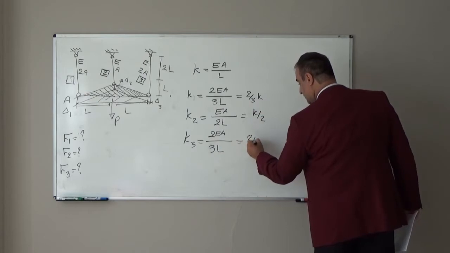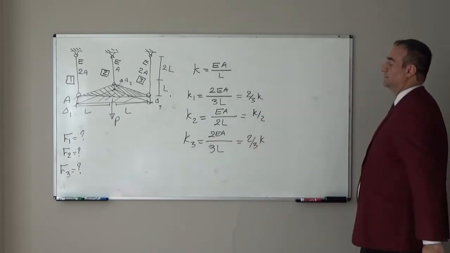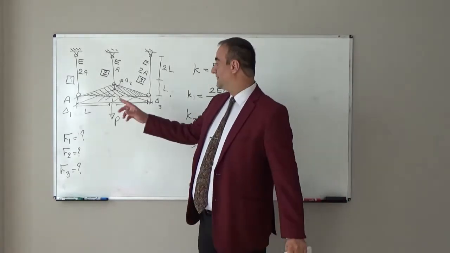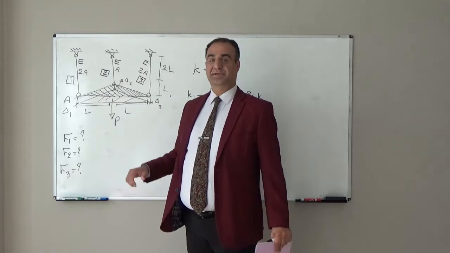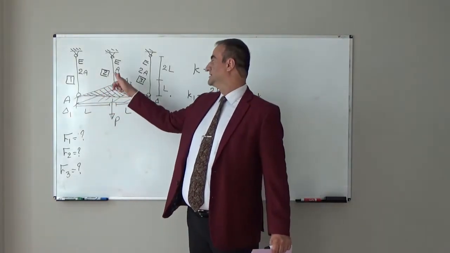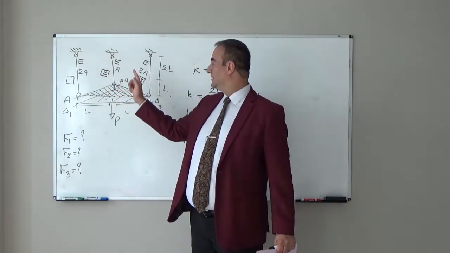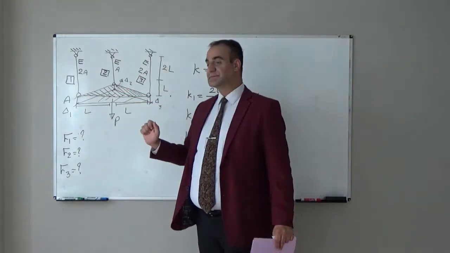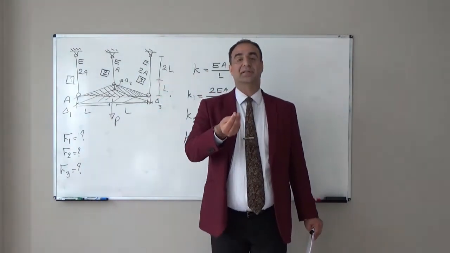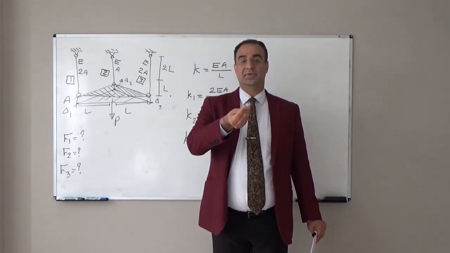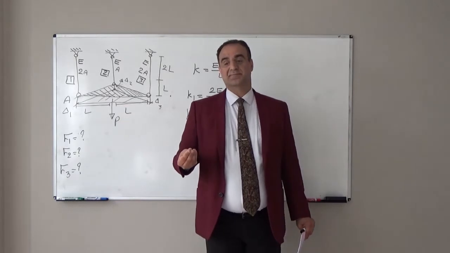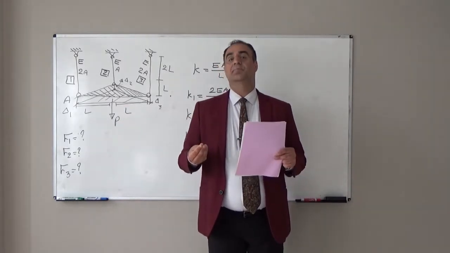This will be again 2 over 3K. So now look at the problem. If I assume each of these is a spring, how is the deformation? Deformation in spring 1 is equal to deformation in spring 2, which is equal to the deformation in spring 3. So we have 3 springs, they deform together. The amount of deformation in each spring is equal. So this is the concept of the combination of springs in parallel.